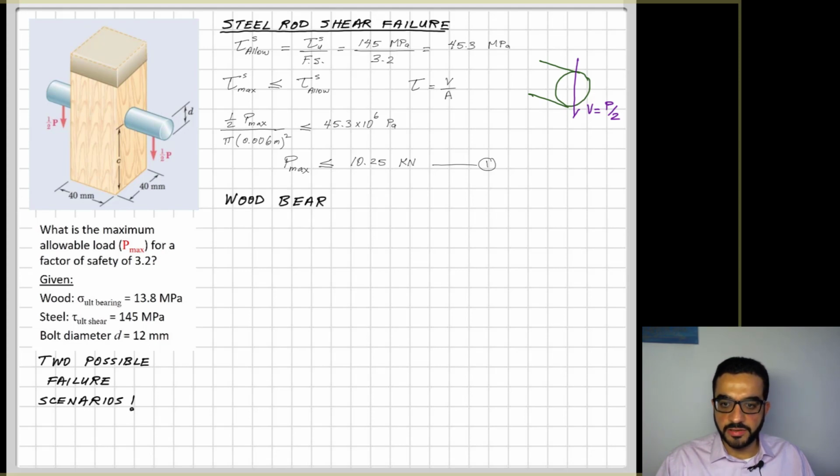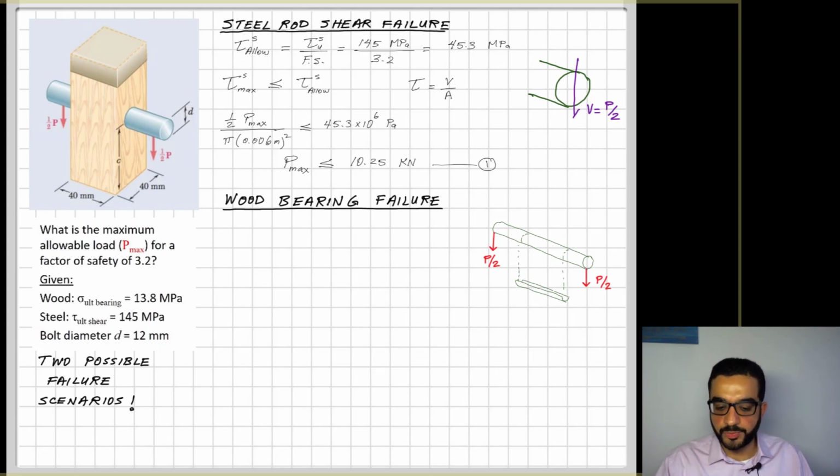The second failure mechanism here I'm analyzing is the wood bearing failure. So that bar with the load will crush the wood contact surface with it on the bottom. Drawing it here as this half circular surface, but I'm making an approximation here to be the projection of that surface. So the width of it is the diameter of the bar, and the length of it is the length of the block, 40 millimeters. So sigma allow bearing is equal to sigma ultimate bearing over the factor of safety, and that will give me 4.3 megapascal.